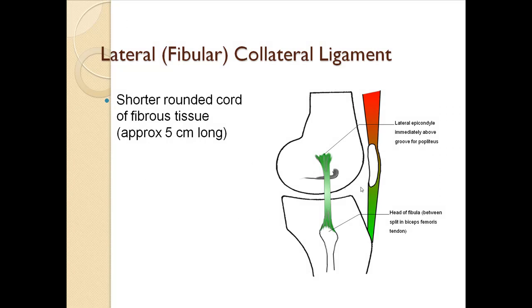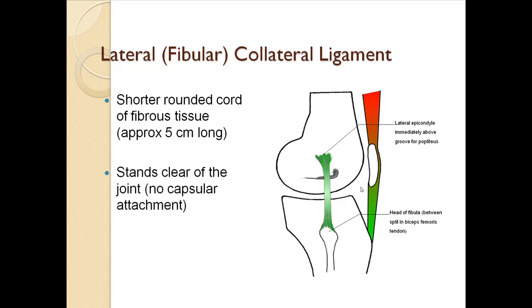The lateral collateral, or the fibular collateral ligament, is a much simpler structure. It's a short, rounded cord, about 5 centimeters long. It stands clear of the capsule, so it doesn't blend with the capsule at all. And this time, it attaches to the lateral epicondyle of the femur above the groove for popliteus. It extends down here to insert onto the superior aspect of the head of the fibula, and as it does so, it passes through the tendon of biceps femoris.